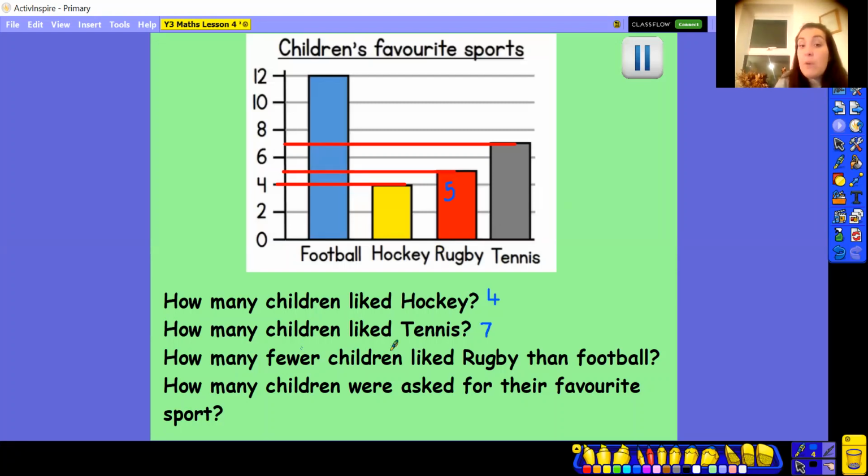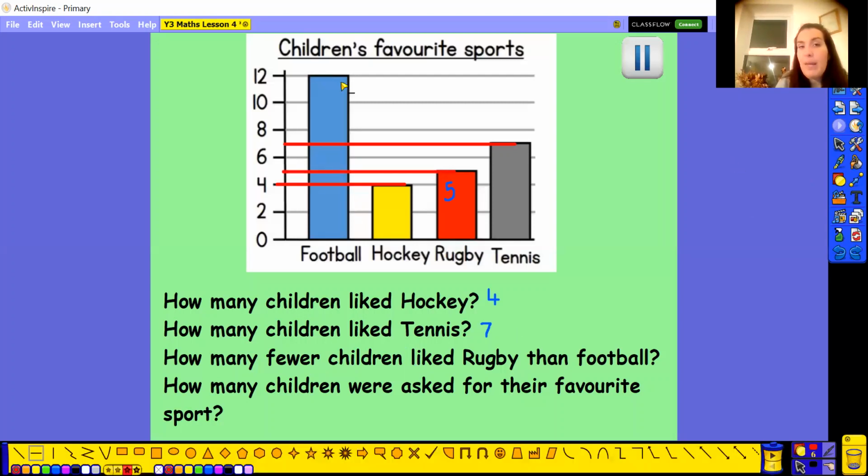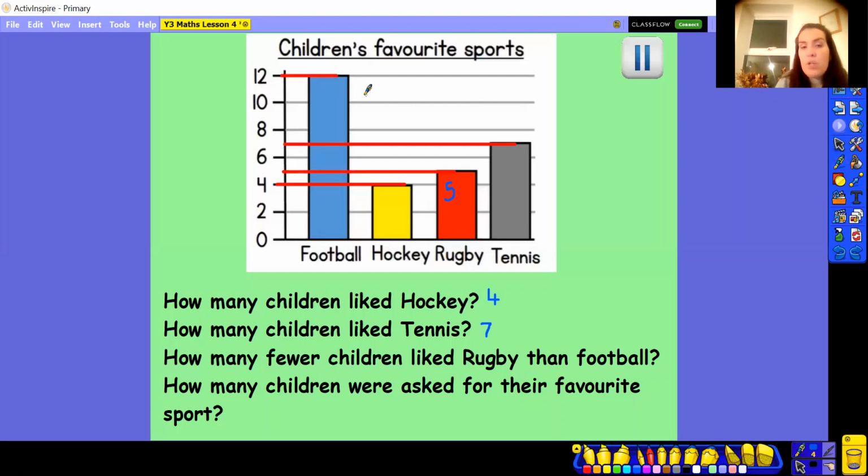So how many fewer children liked rugby than football? So let's count our football bar. Here's the top, trace it across, 12. So I've got 12 children like football, 5 children that liked rugby. So it's asking me to find the difference between 12 and 5. So 12 take away 5, or from 5 counting up to 12, whichever method you find easier. Well, 12 take away 5 gives me 7. There are 7 fewer children who like rugby than football.